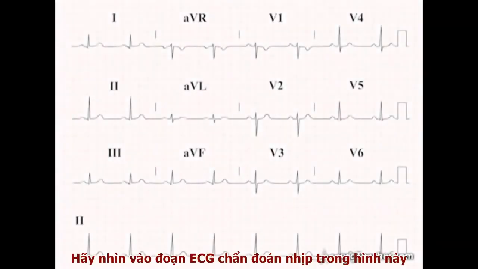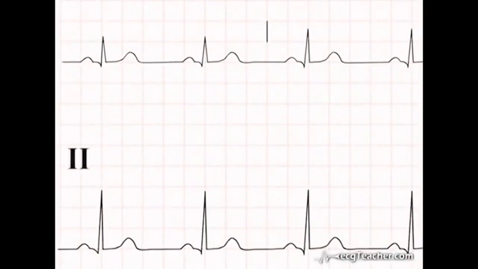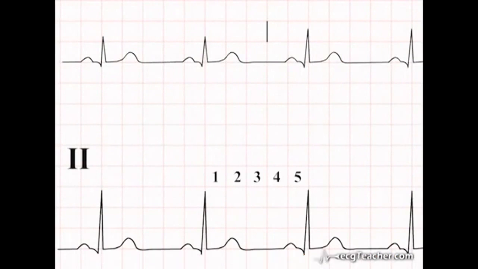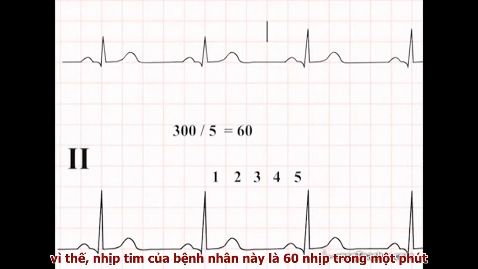Look at the rhythm strip on this ECG. There is 1 R wave present to every 5 large squares. So, in 300 large squares there will be 60 R waves present. This patient's heart rate is therefore 60 beats per minute.